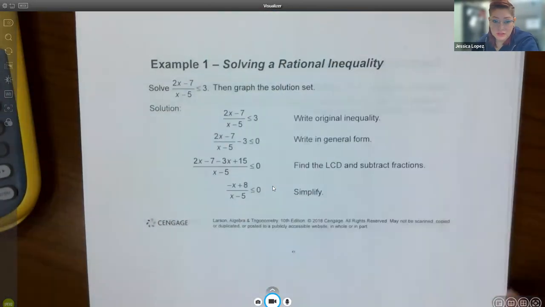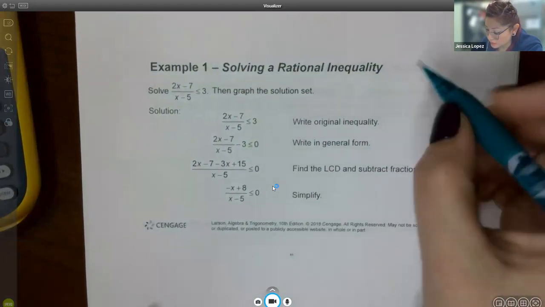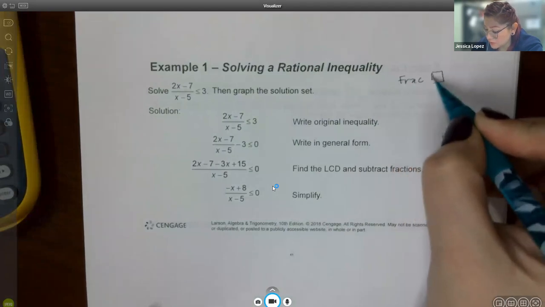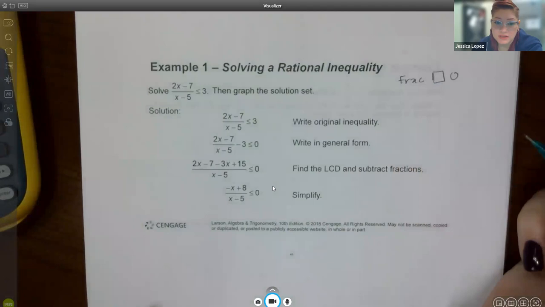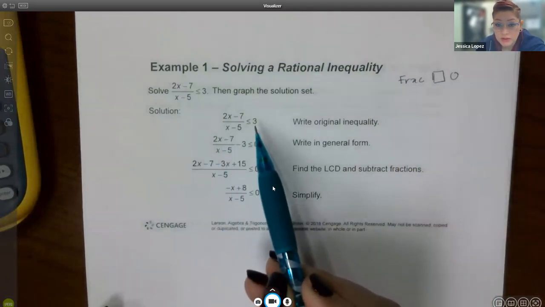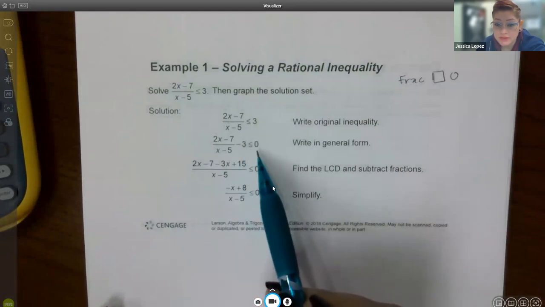And so the first thing that you want to do is write it as an inequality less than or greater than zero. So what you want is a fraction, some kind of symbol, and then zero on one of the sides, okay? So the first thing that they do is they notice that they don't have it equal to zero here. So they subtract three on both sides, and now they do have a zero.